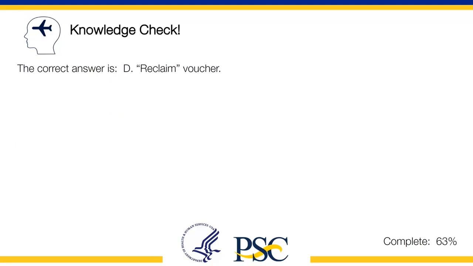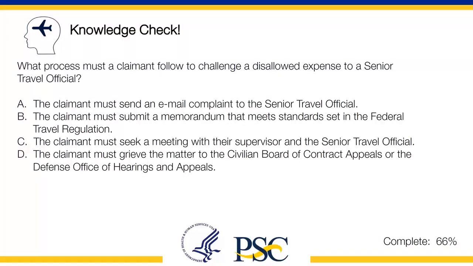The correct answer is D. Reclaim voucher. What process must a claimant follow to challenge a disallowed expense to a senior travel official? A. The claimant must send an email complaint to the senior travel official. B. The claimant must submit a memorandum that meets standards set in the Federal Travel Regulation. C. The claimant must seek a meeting with their supervisor and the senior travel official. D. The claimant must grieve the matter to the Civilian Board of Contract Appeals or the Defense Office of Hearings and Appeals. Pause the video, consider your response, and then resume to learn the answer.